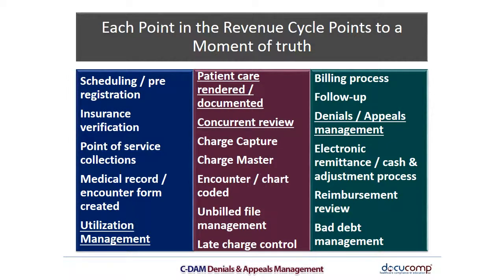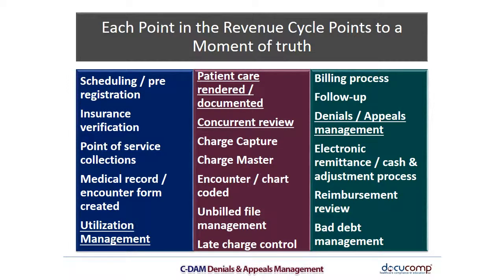If there's any unbilled file management that needs to occur, or identification of late charges or other gaps in the medical record documentation supporting appropriate coding and billing, this can be identified at this level prior to the billing process. Once the billing process occurs, any follow-up can be performed. Here's where denials and appeals management comes into play.